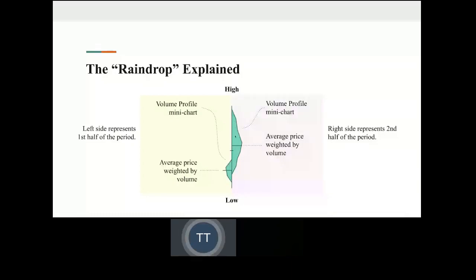And we know that this second half action created new highs because there's no volume profile on the left side. We know that this action came from the second half of the period, and we know it was mostly buyers because it was pushing prices higher rather than dropping them. We can see that too from the VWAP being higher than the first half. So this is the Raindrop.